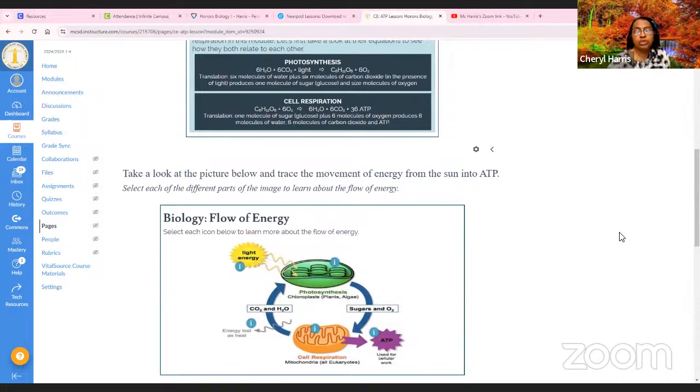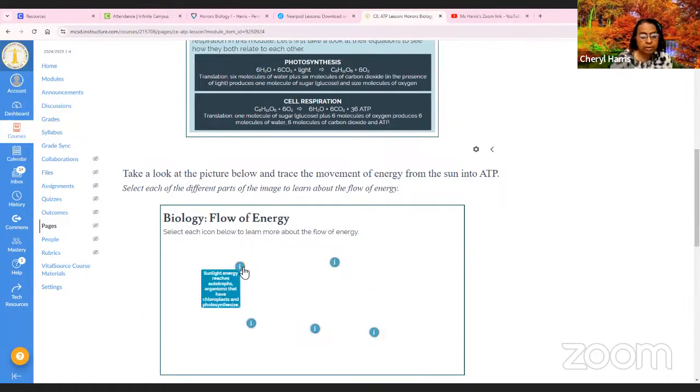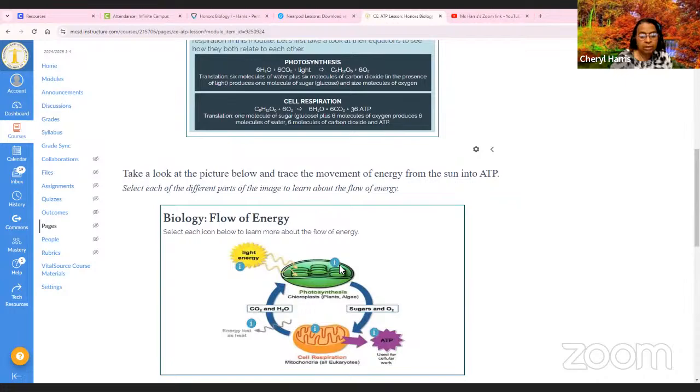All right, when you finish with that, look at the picture below. And it has little icons that have information circles. So go through and study those and read those information bubbles.